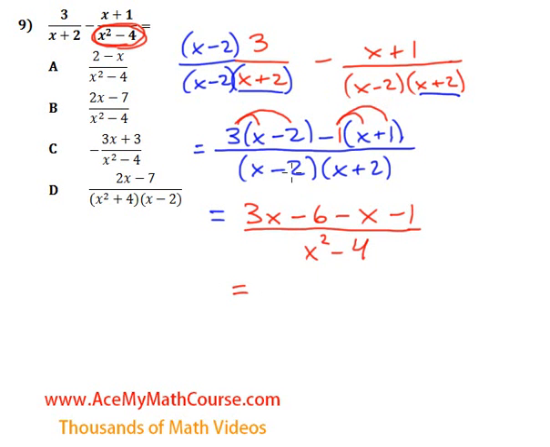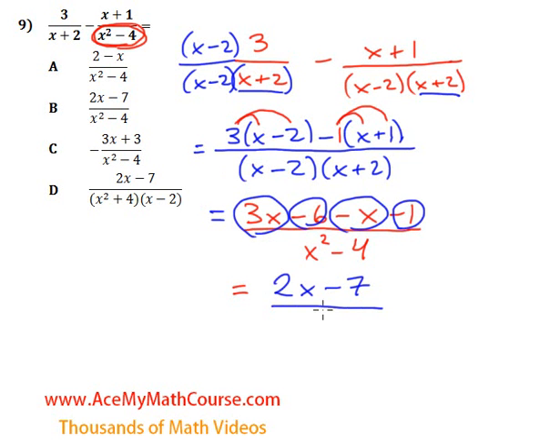But if you'd like to go through the motion of FOIL, first, outside, inside, last, that's okay. So now up top we have like terms. 3x minus x is 2x, and negative 6 minus 1, negative 7. I said common terms, but I meant like terms. And down below we have x squared minus 4. And that is, students, the answer. 2x minus 7 over x squared minus 4.